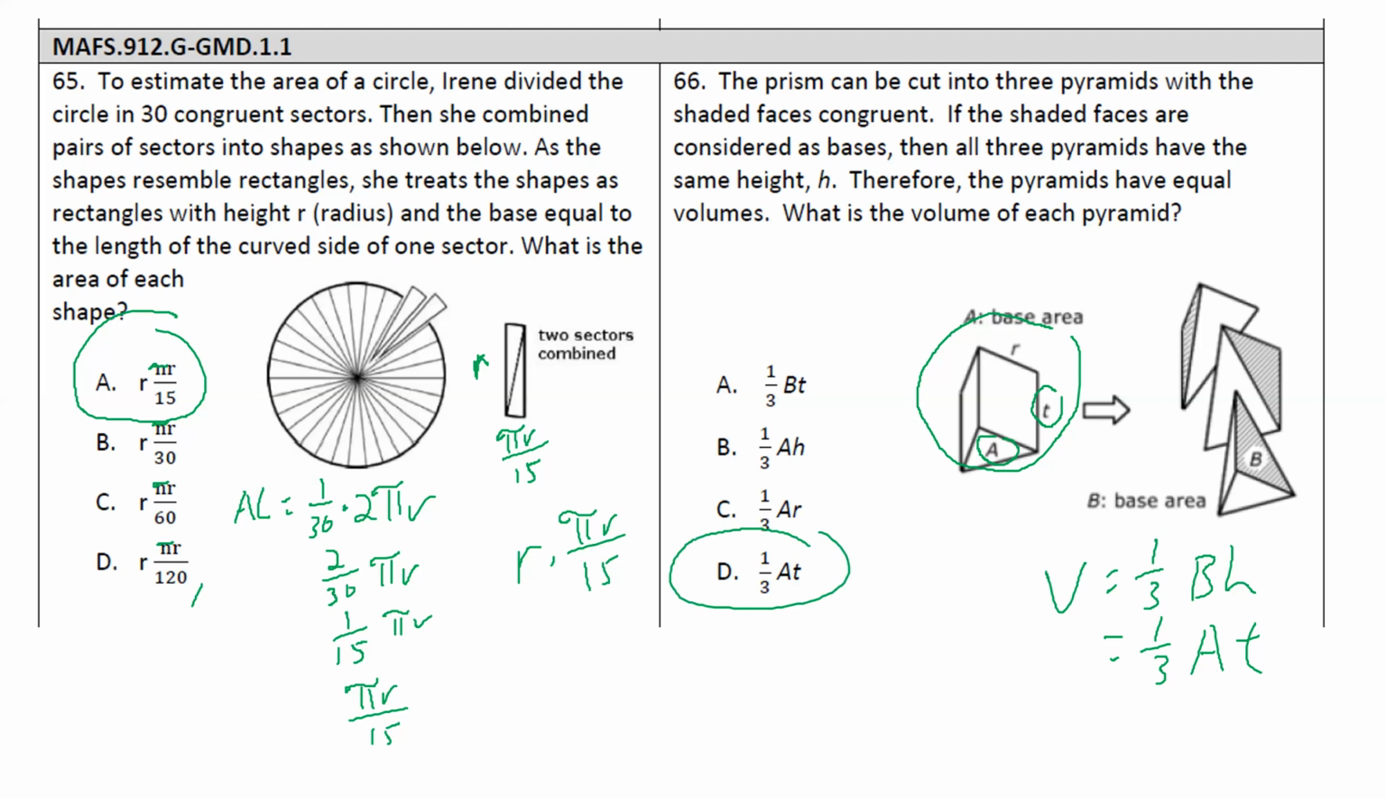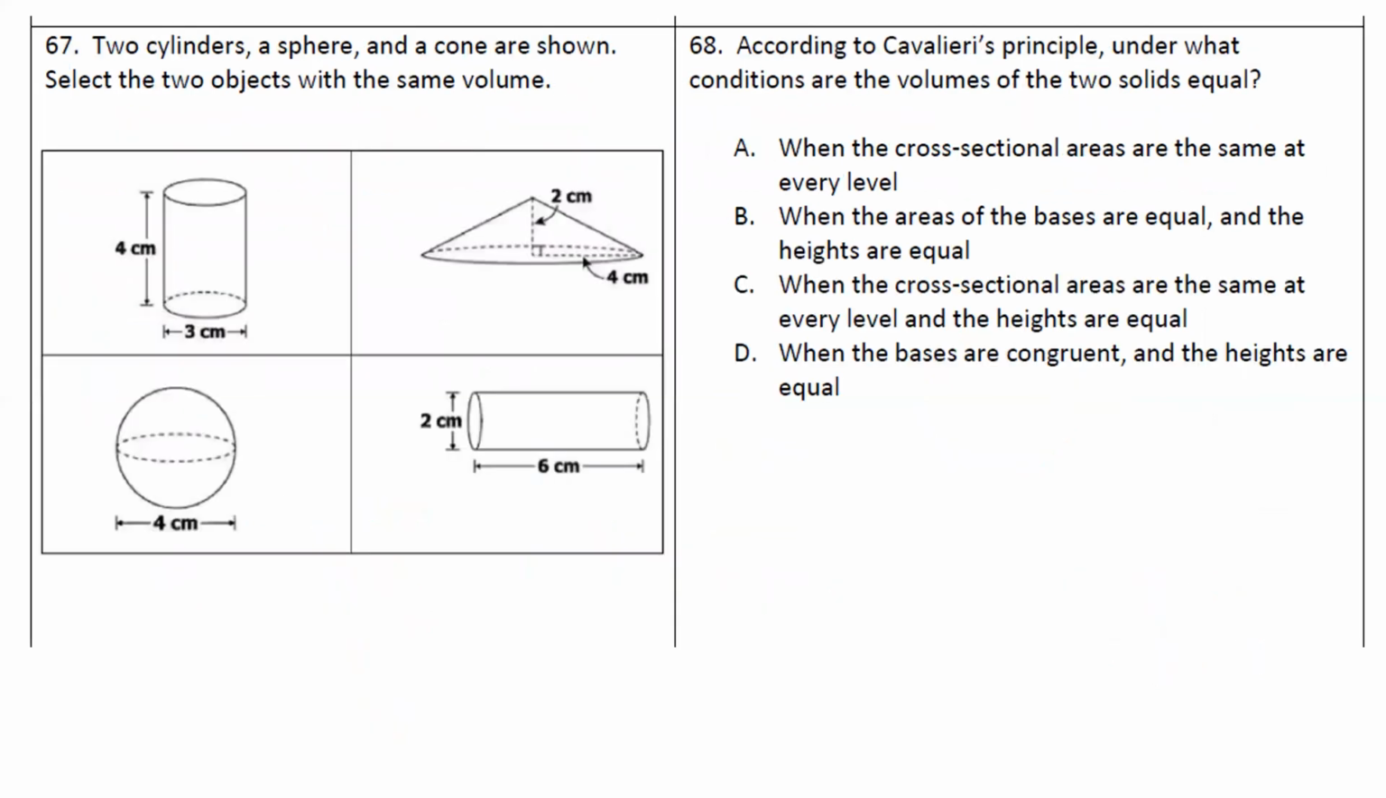So that's it. On the next one, 2 cylinders, a sphere, and a cone are shown. Select the 2 objects with the same volume. So first, writing out the formula for each one. Volume of the first one we found by doing base area times height. So pi, the radius on this is 1.5, height of 4.